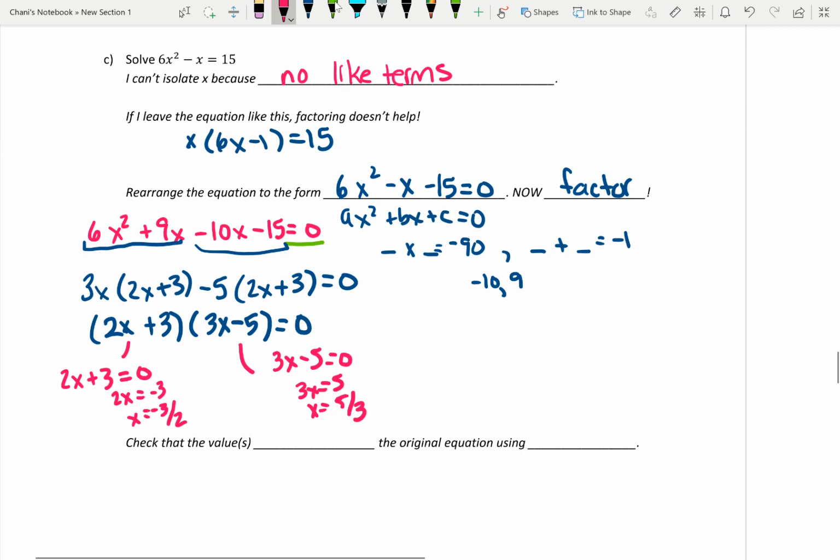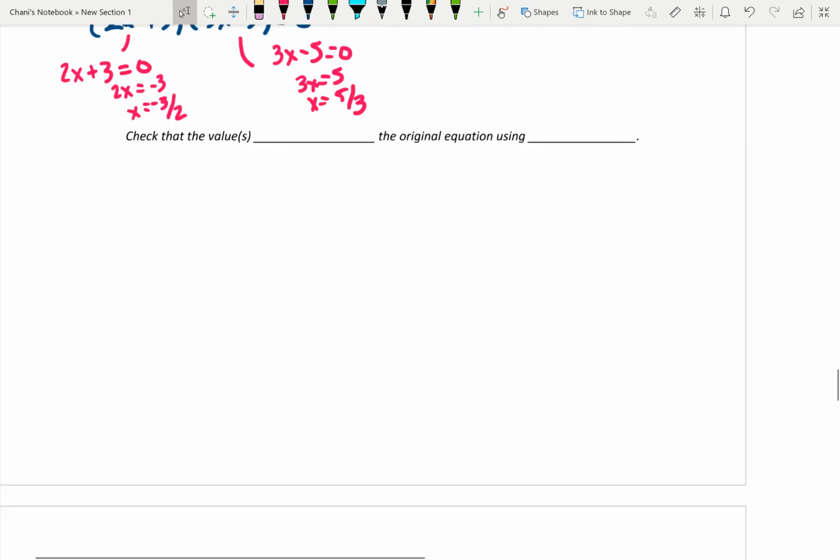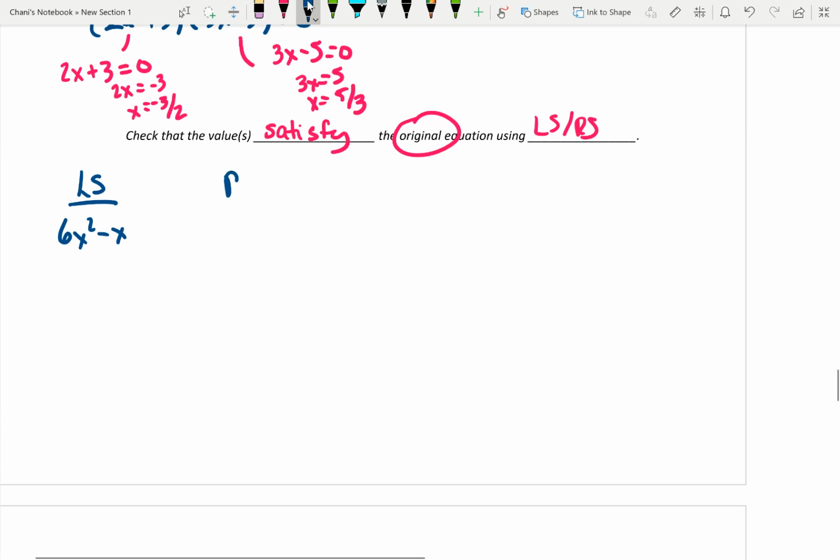So there's a bunch of different ways to verify that these two solutions are in fact the correct solutions. First thing you want to do is check that the values satisfy the original equation using left side, right side. So not your rearranged equation, but your original. Remember your left side was 6x squared minus x, and your right side was 15. I have to do two of these because I have to check both solutions.